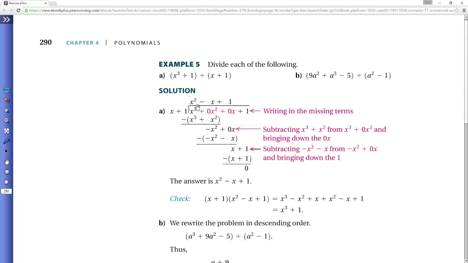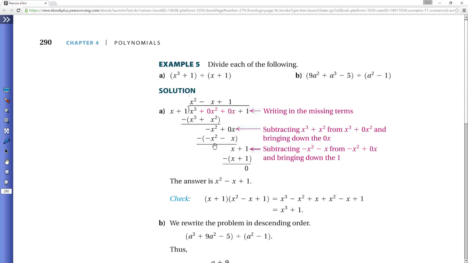And that'd be x squared. I multiply x squared times these. I get x cubed plus x squared. And I'm subtracting that. Well, I need something to subtract it from, so we have this 0x squared in here. And when I got 0x squared minus x squared, I get a negative x squared. I drop the next term, which is 0x. This gets really tough if you forget to fill in these 0 terms here.